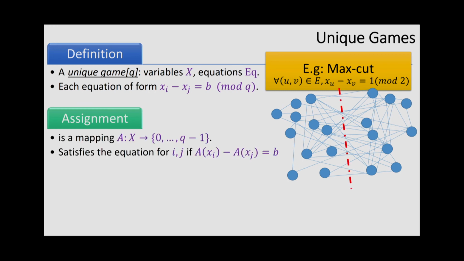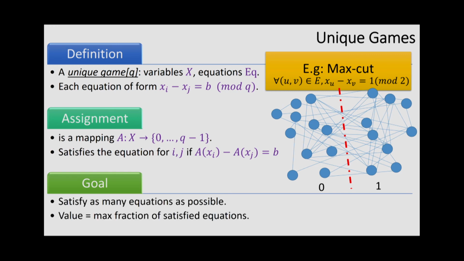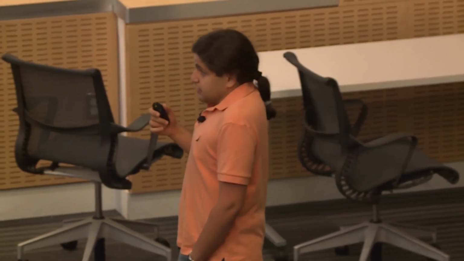Good, so an assignment to a unique game is simply a labeling of the variables by 0, 1 to q minus 1, and we say an assignment satisfies an equation if it satisfies it, right? Good. So what is the goal in unique games? The goal is to find a good assignment. So we want to find an assignment that satisfies as many of the equations as possible. And the fraction of the equations that are satisfied by the best assignment is defined to be the value of the game.